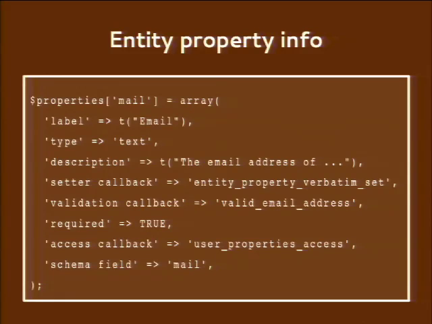So when we have a look at the code, we see basically the information adds a human readable label and a description for all of the properties, but also a data type. And also there's some information which tells the system how to update the data, how to validate the new values you want to set. It tells the system whether it's actually a required property for a given entity type, how it can check access on it, and schema field finally denotes the relation to a database schema. If you have it declared in hook schema to declare database schema field, you can just add the schema field to add the relation to it.